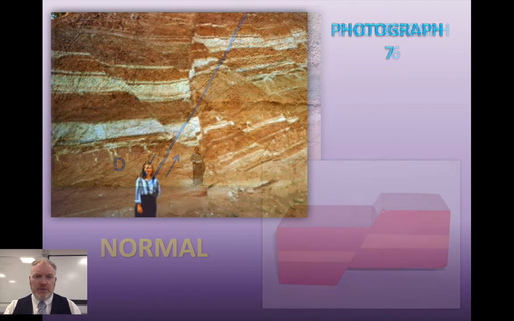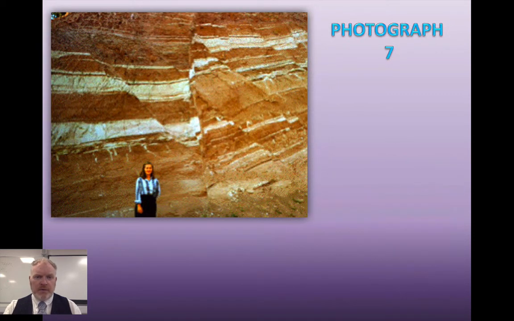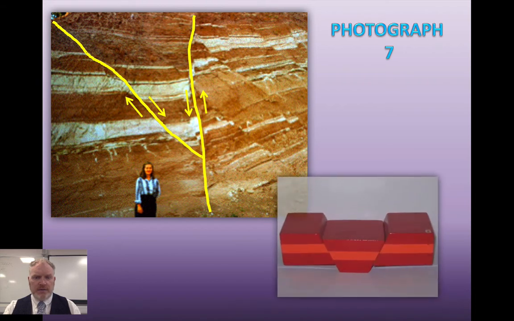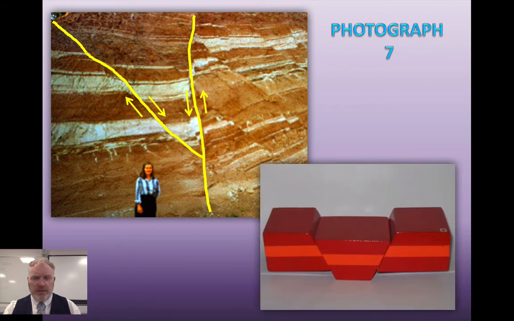In photograph 7, a few more complicated structures here. So we've got a whole series of a couple of major faults here. There are some small ones as well. And again, we've got a down-faulted block here.